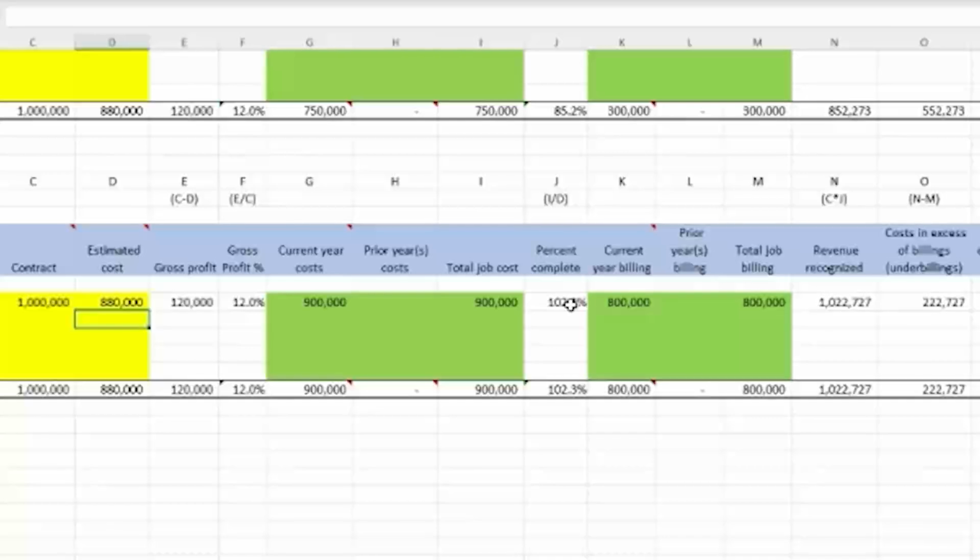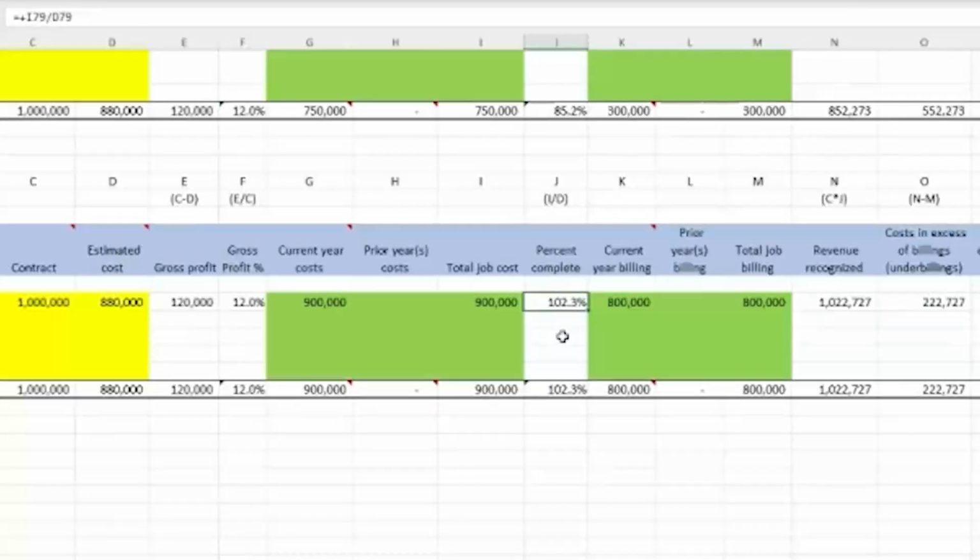You can't go more than the contract. So you can't be 102% complete, because what that would mean is you recognized $1,022,000 in revenue, but our contract's only $1 million. So this formula says, well, you're underbilled. You're underbilled by 222,000 because you billed 800. You had cost of 900. Your estimate was 880.